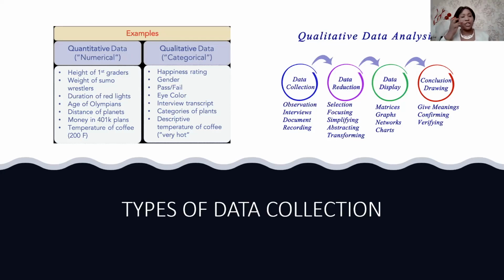Looking at the types of gender, looking at eye color, measuring those kinds of things. Measuring the kinds of responses you get in an interview transcript. Measuring the categories of plants you have in your garden. The temperature of coffee in Java, generally, is it burning hot? Is it very hot? Is it medium hot?